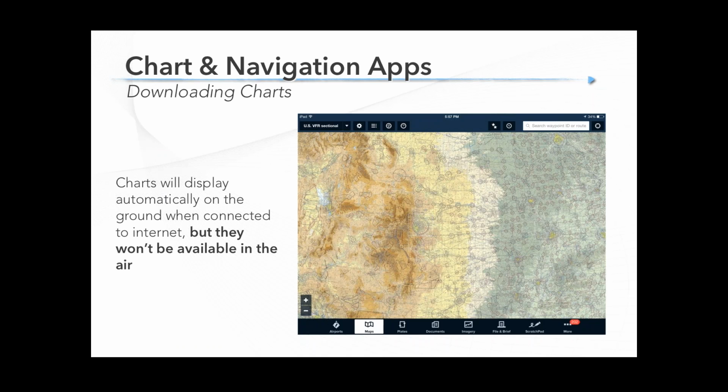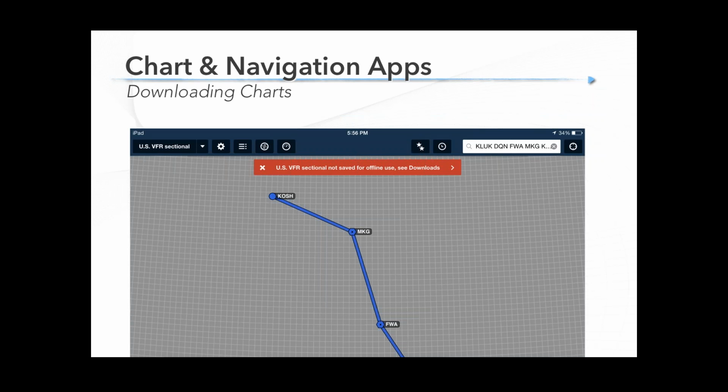So if you were to take that iPad, install that application, and then go flying right away, away from an internet connection, you're going to see that screen there that says sectional not saved, see downloads. And that's going to be your big oops and takeaway moment that, hey, I probably should have downloaded that data ahead of time. So as you get these applications installed and check them out, make sure you download the regions or states and types of charts that you need for your flight. And each one does it a little bit differently, but it breaks it down based on VFR and IFR charts that you might need for your particular mission.